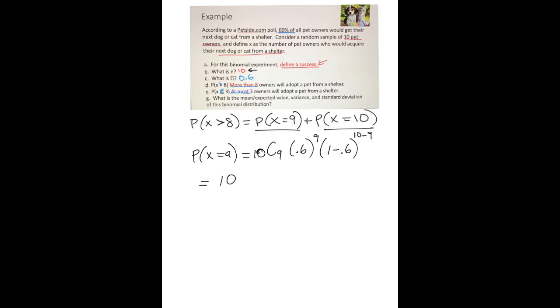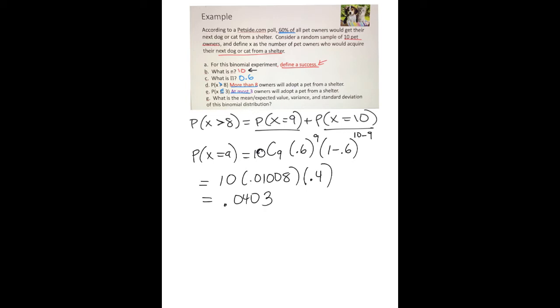Now we need 0.6 to the 9th, which is 0.0100, we'll say 8. Finally, we need 1 minus 0.6 to the 10 minus 9, and that's just going to be to the 1, and 1 minus 0.6 is just 0.4, so we just have 0.4. So the probability that X is 9 is 10 times 0.01008 times 0.4, which equals 0.0403.